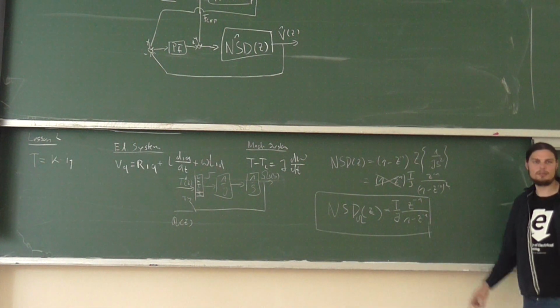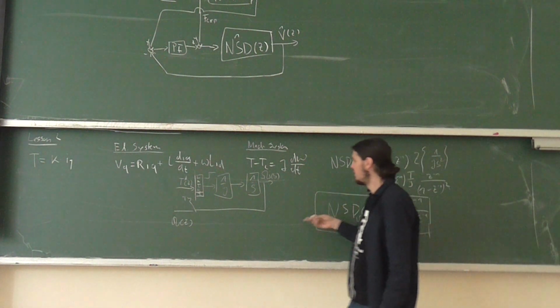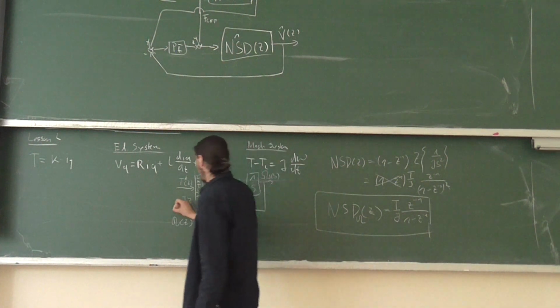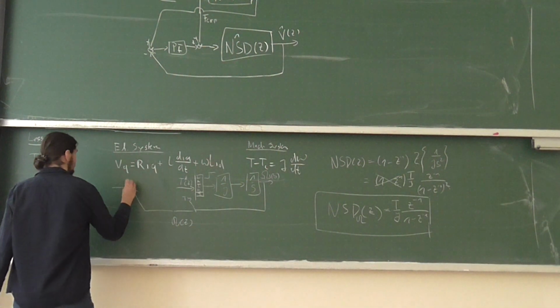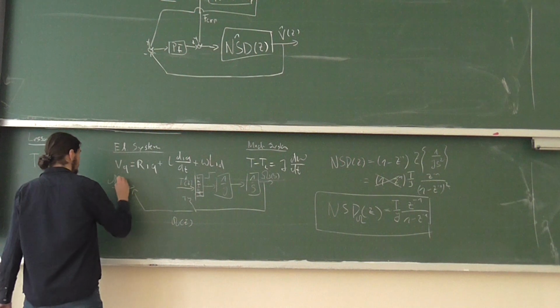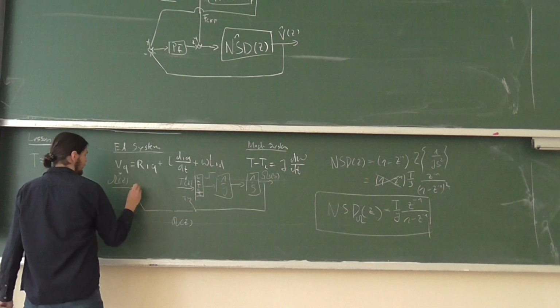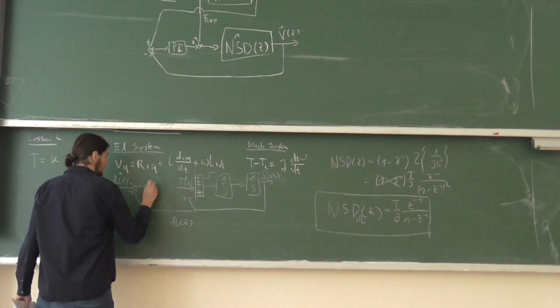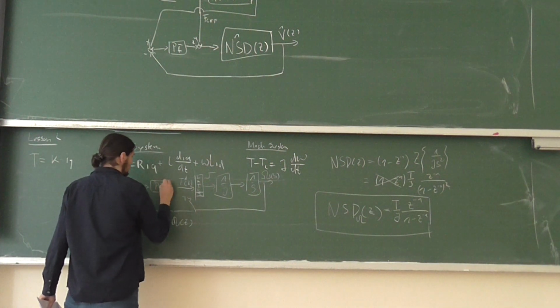And now we can do this more easily, right? We have this NSDOZ, so we know what this will look like, and now with the correct model we can design a feedback control.